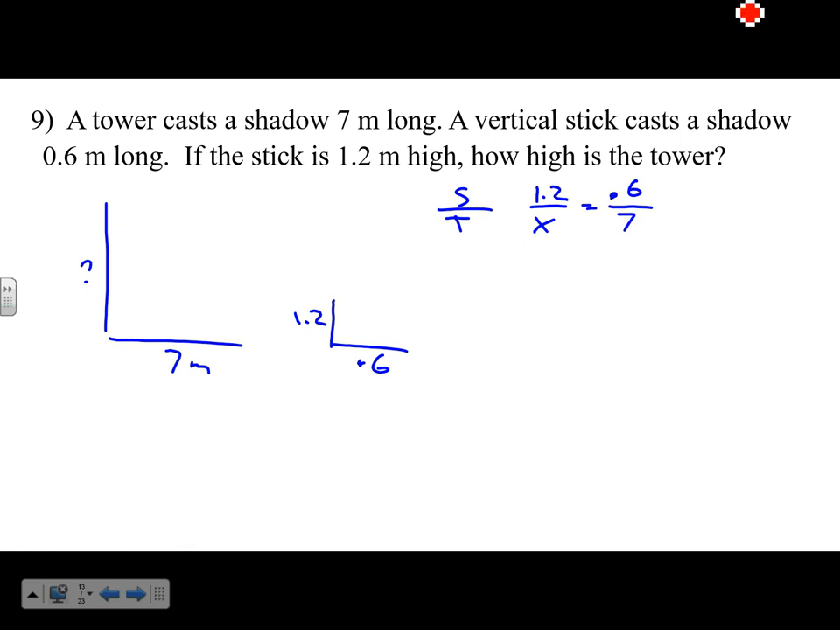So again, cross multiply. 1.2 times 7 is equal to 0.6 times x. 8.4 is equal to 0.6x, divided by 0.6. We end up with 14 is equal to x.